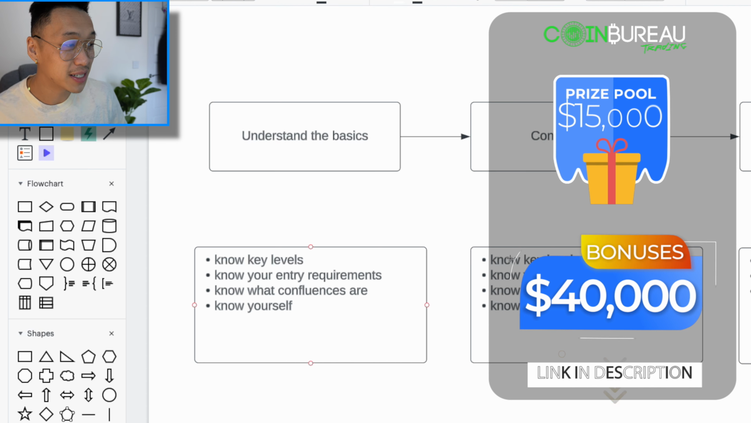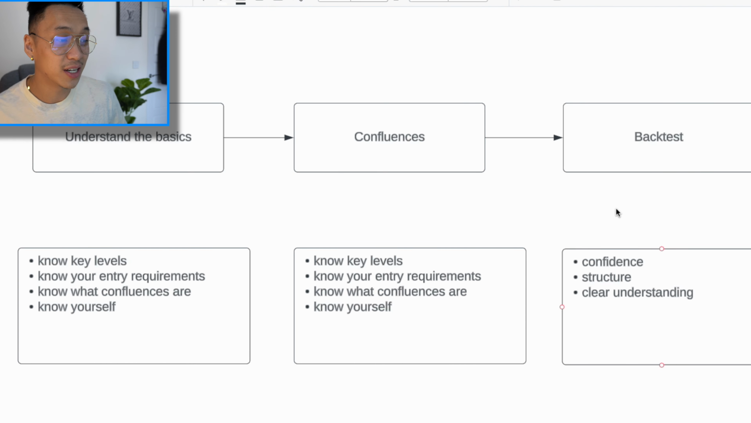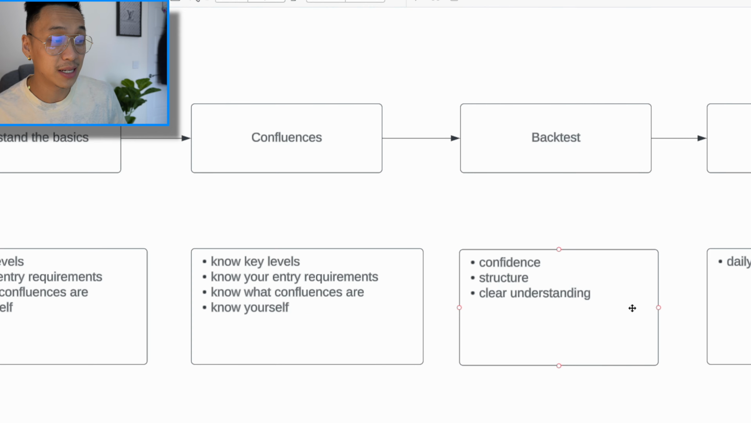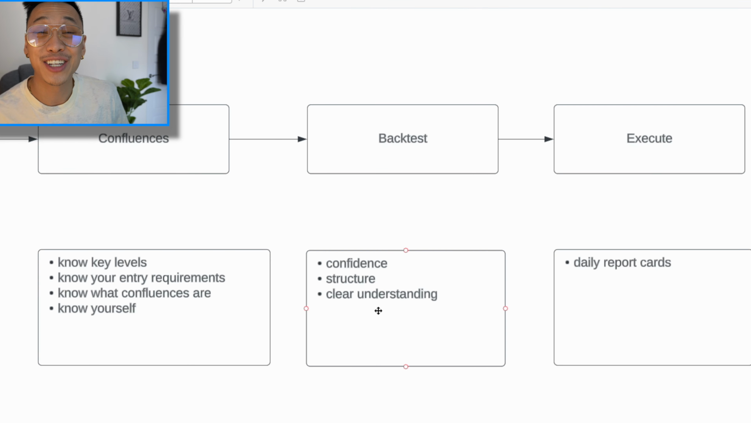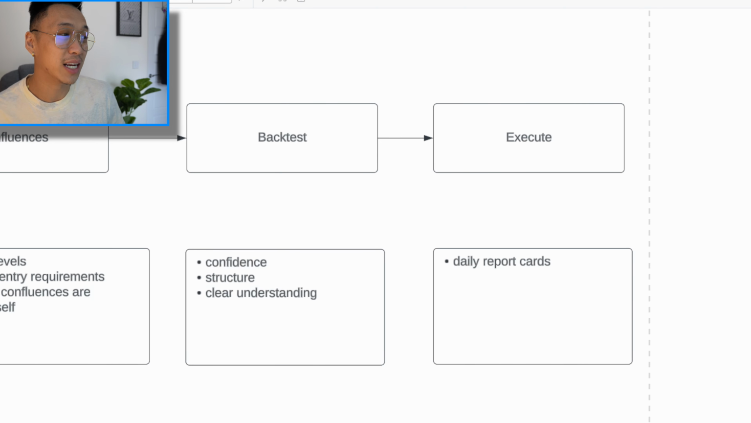So first, you understand the basics. You've created your strategy and you understand what kind of entry requirements and basics you're looking for. Put it into action and know that the strategy works. And then from there, you execute and then have your daily report cards.